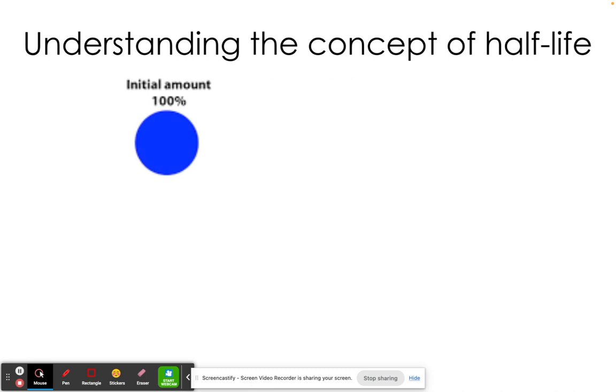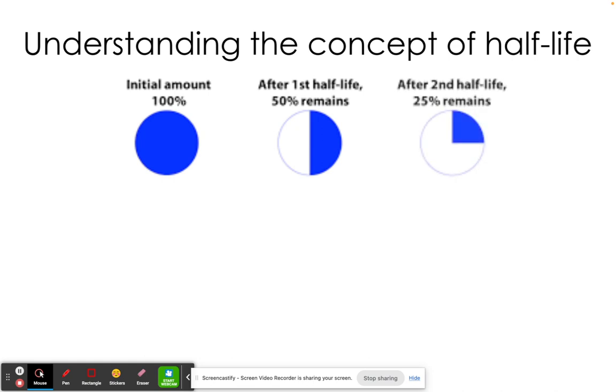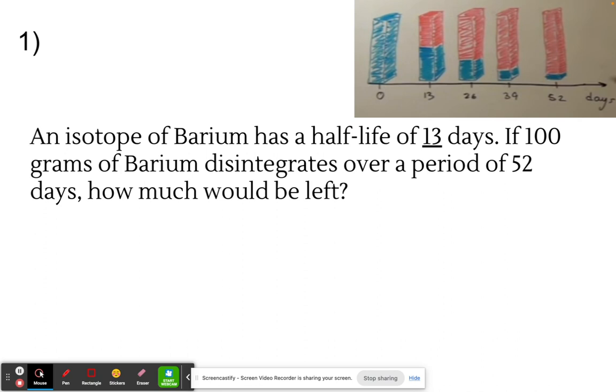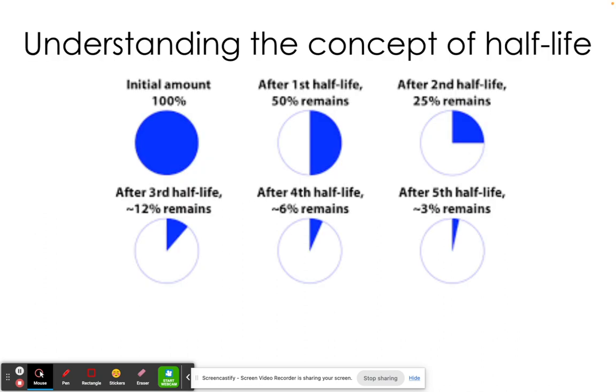Skipping the video about half-life, but understanding the concept of half-life: if we have an initial amount, the first half-life is when half of it remains. Second half-life, 25%. Third half-life, 12.5%, and so on until you get down to really small amounts. But it will never completely get to zero.